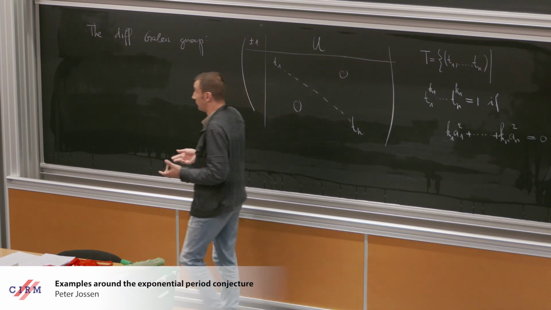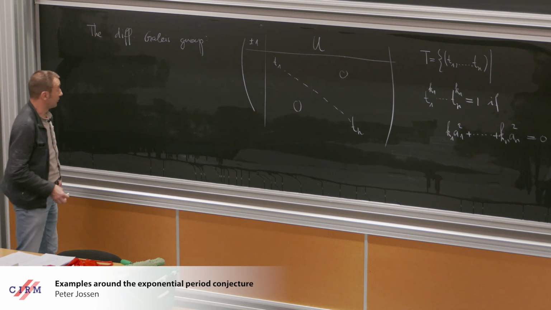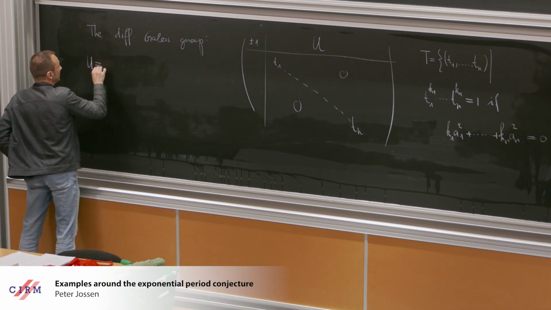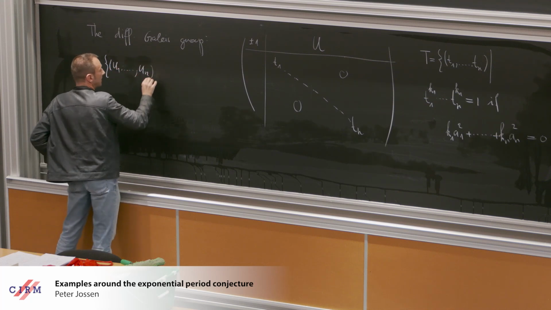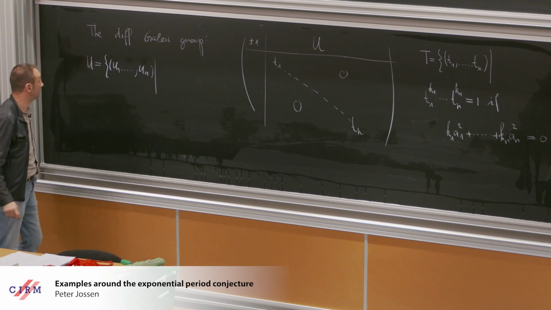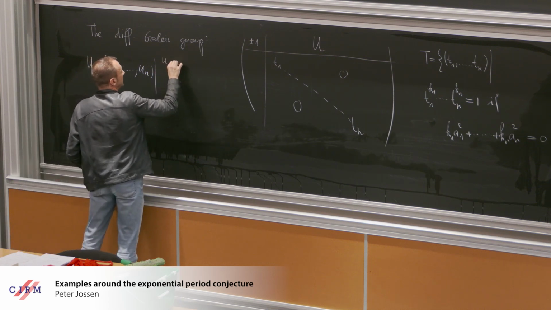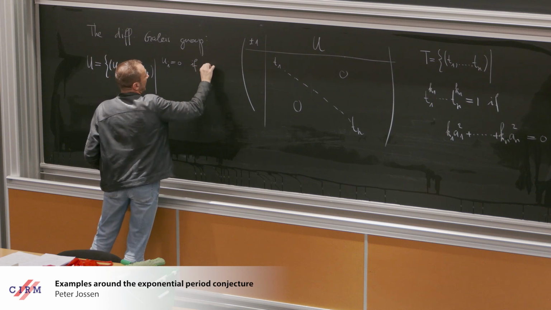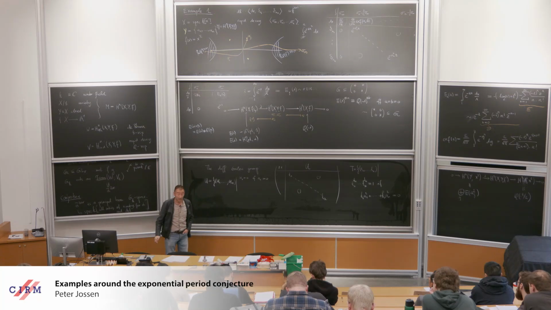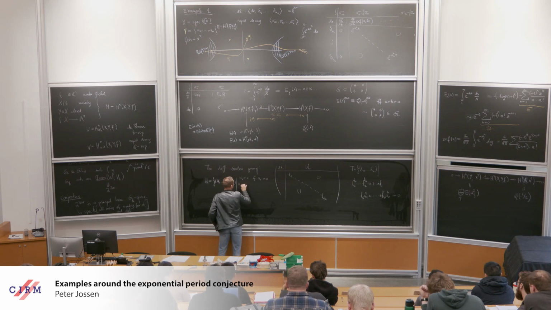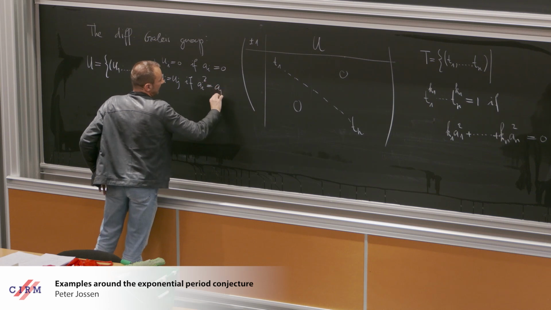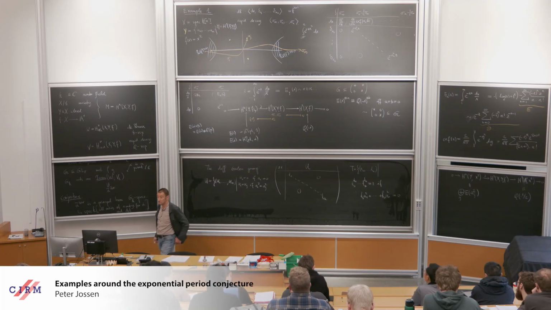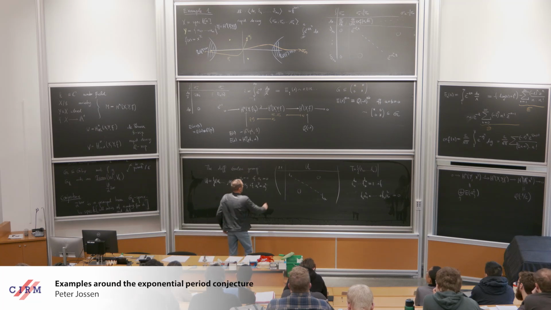U, now a little bit of group theory, is also not hard to identify. U is (u_1, ..., u_n) with the following property: u_i is 0 if a_i is 0, and u_i is equal to u_j if a_i squared is equal to a_j squared. So that's a little group theory that you can play.